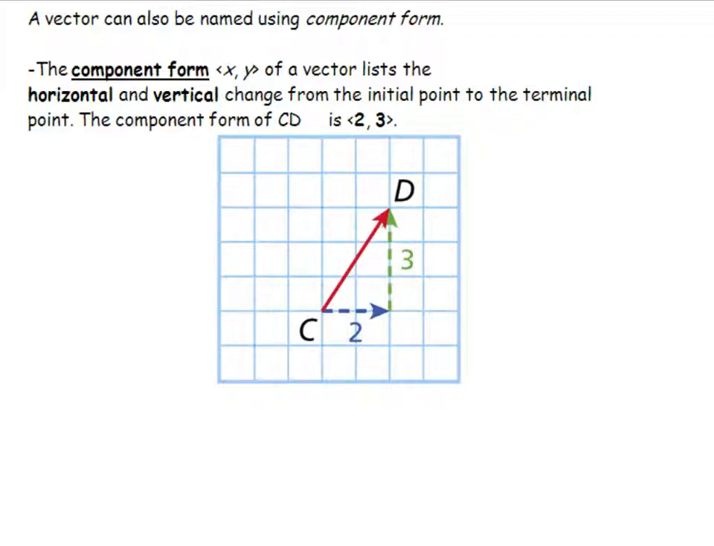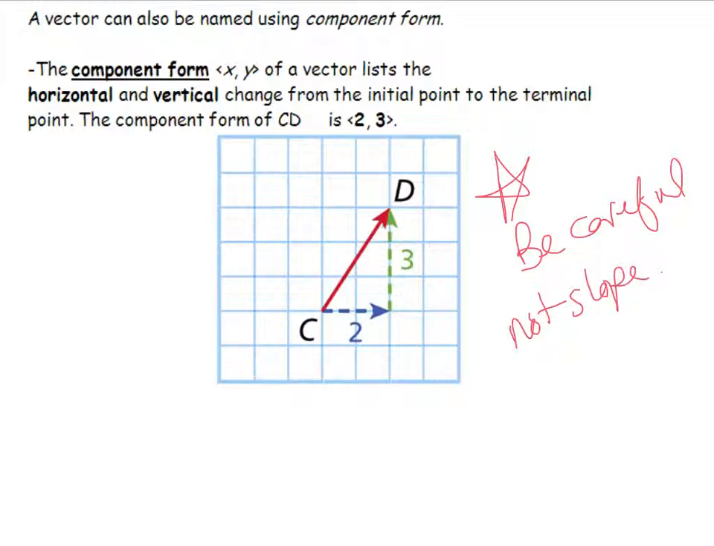Now, I'm going to star this. You need to be careful. Okay? This is not slope. Slope, remember, is rise over run. Here we're doing the run first, then the rise. It's the opposite of the slope. So component form needs to go horizontally first, then vertically from the initial point to the terminal point.